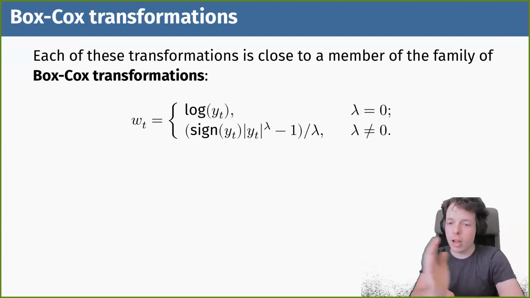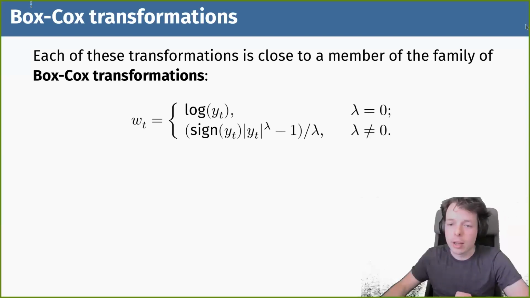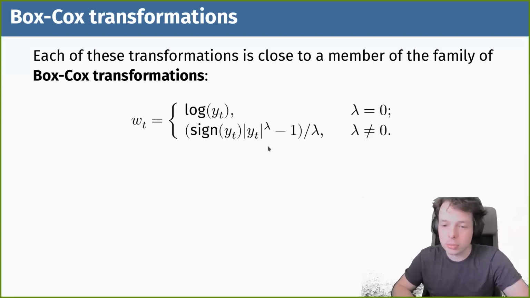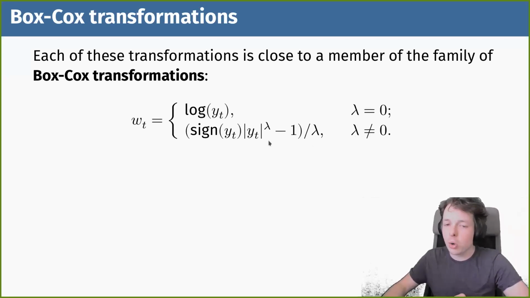Now, for this sliding window, there happens to be a family of transformations called Box-Cox transformations that puts in this lambda parameter. If lambda is equal to 0, we have a log transformation. But if lambda is not equal to 0, we use this pretty complicated looking equation. But let's break it down. Let's play around with specific values of lambda and see what the Box-Cox transformation is.